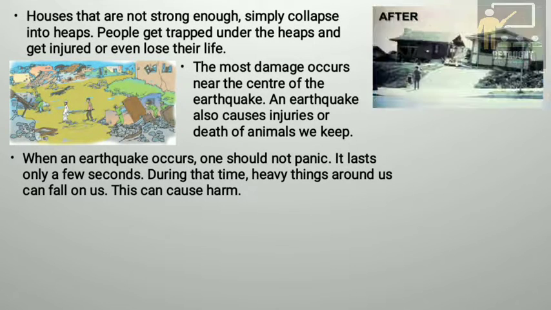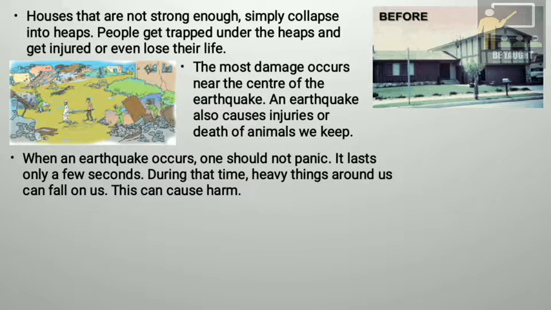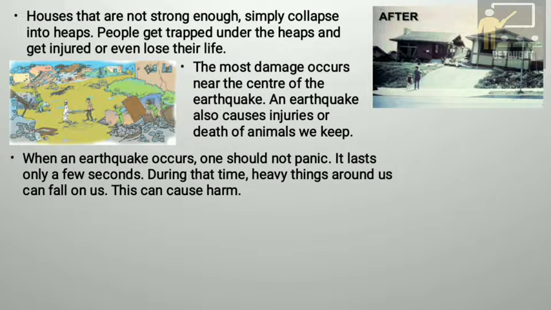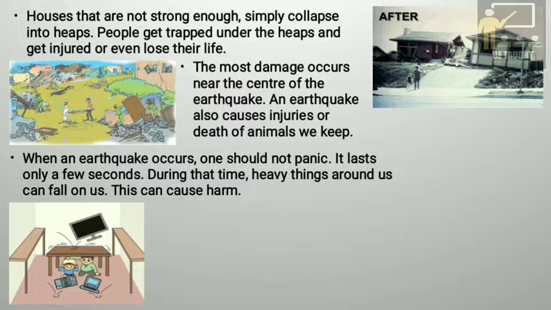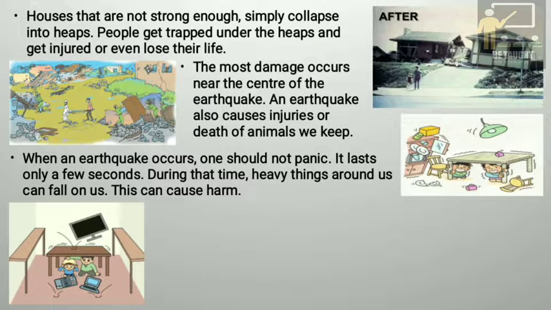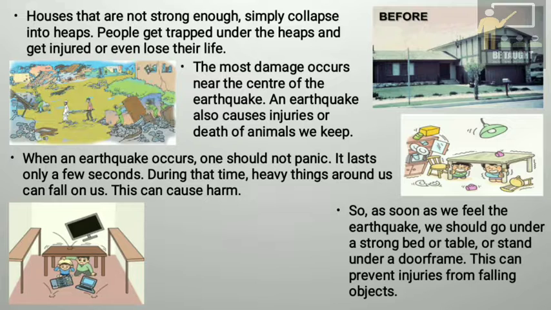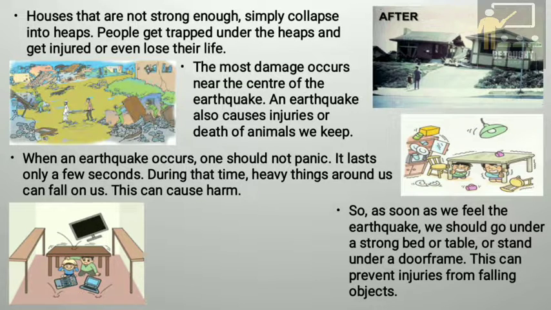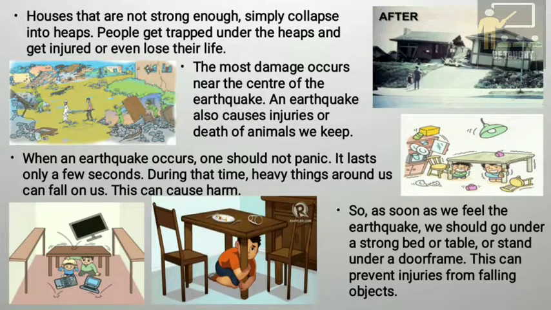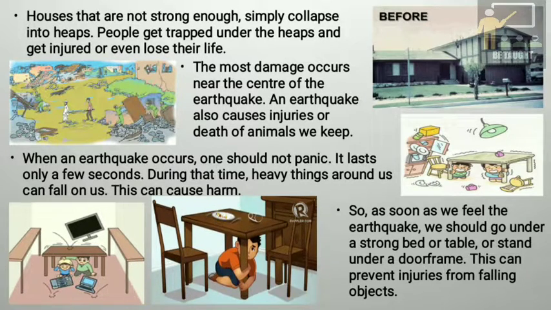When an earthquake occurs, one should not panic. It lasts only a few seconds. During that time, heavy things around us can fall on us. This can cause harm. So what should we do at such times? As soon as we feel the earthquake, we should go under a strong bed or table or stand under a door frame. This can prevent injuries from falling objects.